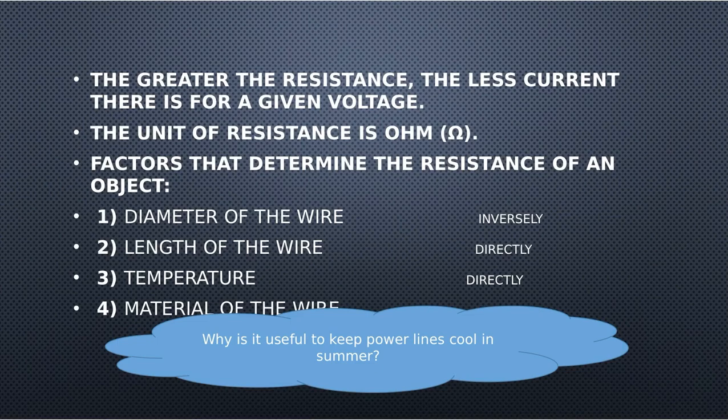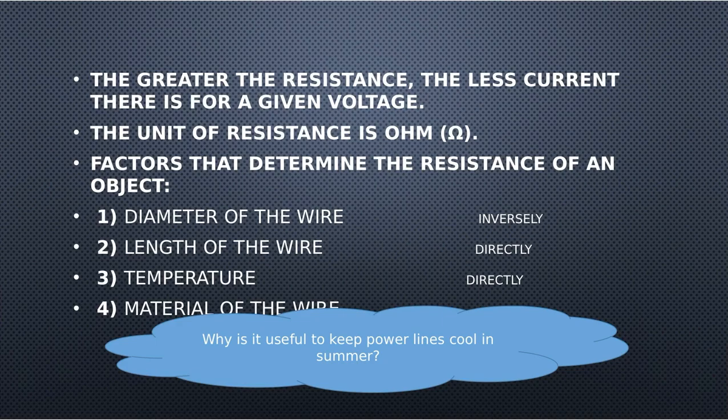This was for the voltage and how can you calculate the voltage or the amount of energy, potential energy of each charge and the difference between it and the total energy. Now I'm going to talk about the resistance of the current. Sometimes there will be resistance in the movement or the flow of electric current. The greater the resistance, the less current that there is for a given voltage.